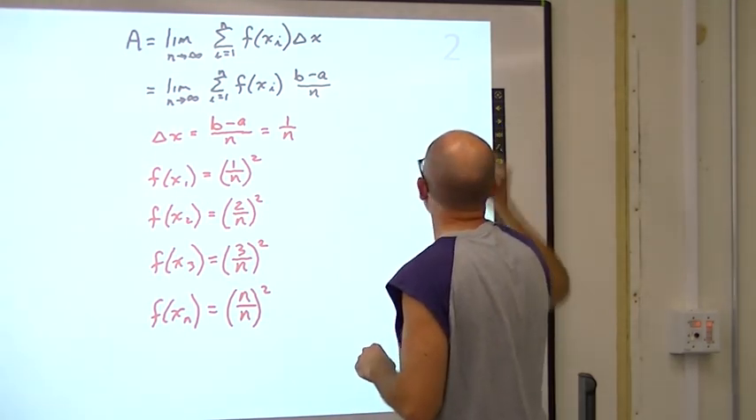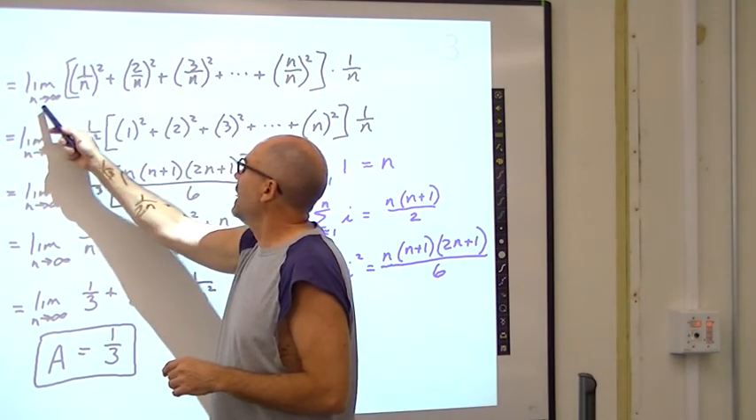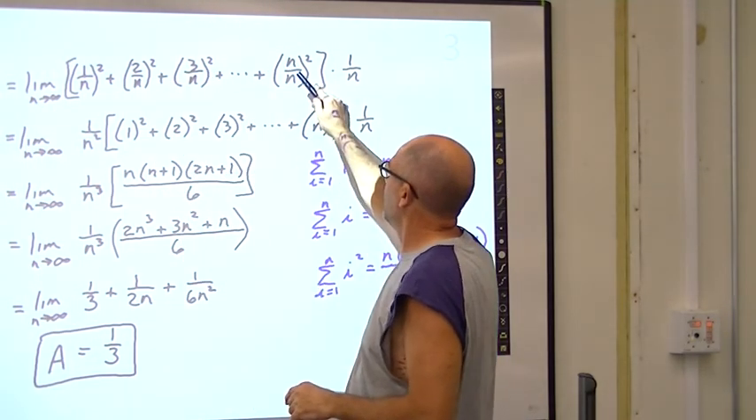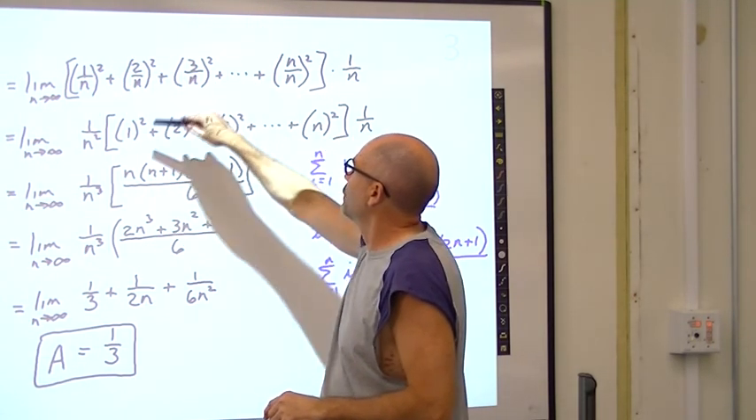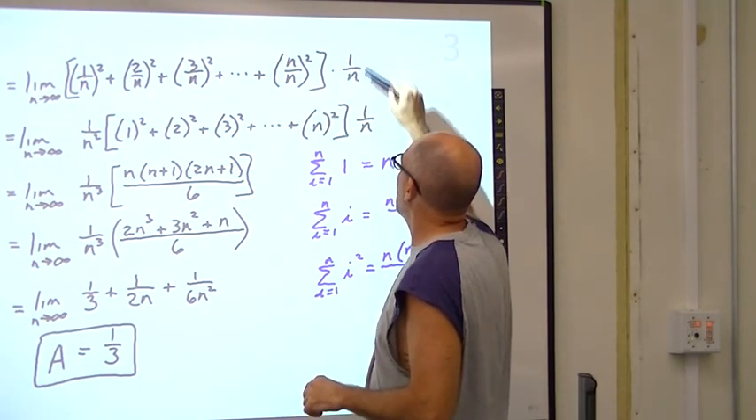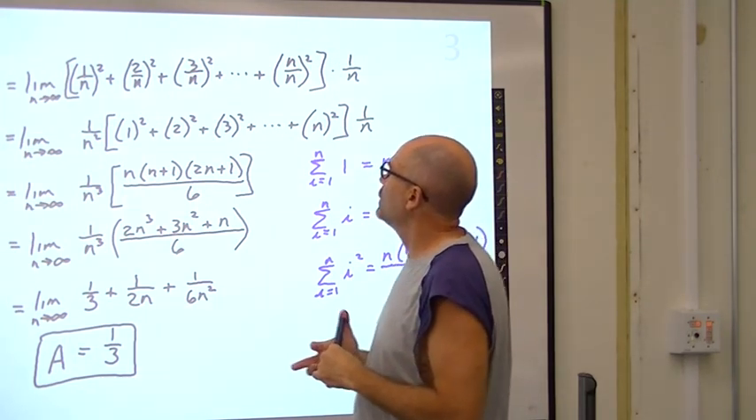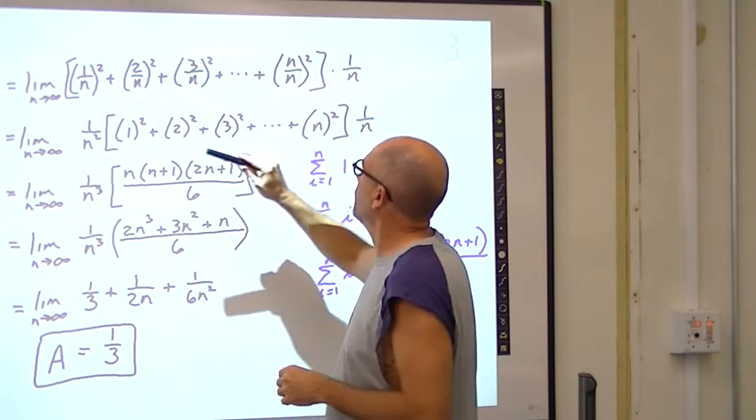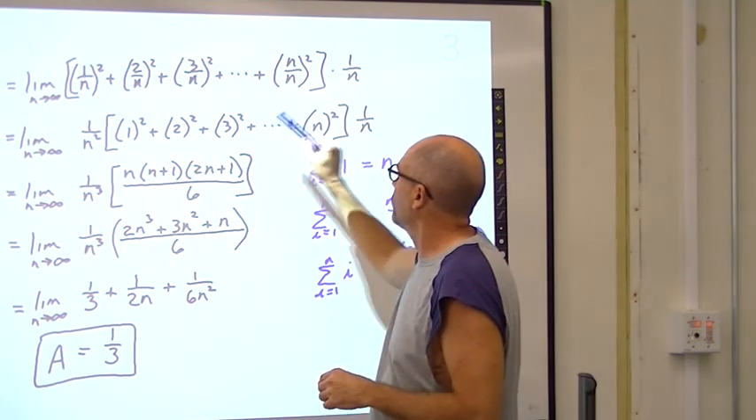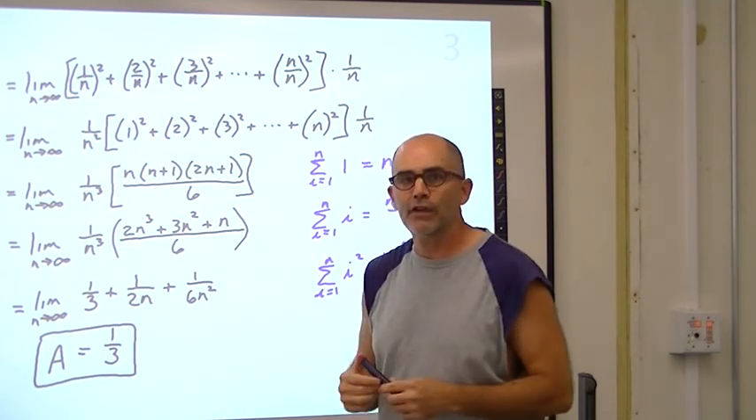So cruising onward, the area then is going to be the limit as n approaches infinity of the height of each rectangle. So here we are, 1 over n squared, 2 over n squared, 3 over n squared, 4 over n squared, 5 over n squared, all the way up to n over n squared, times the width of each rectangle, which is 1 over n. Now, notice what I can do is factor out of each one of these terms a 1 over n squared, and that leaves me with 1 squared plus 2 squared plus 3 squared plus 4 squared all the way up to n squared. And then we have our 1 over n part out in front.